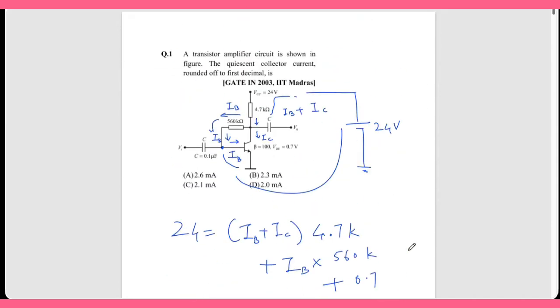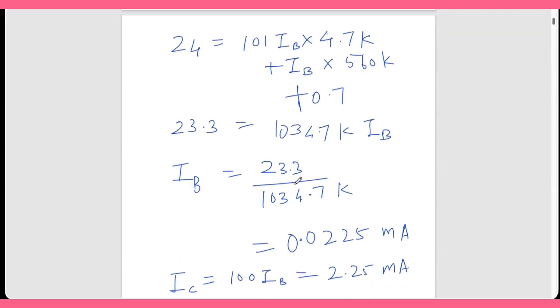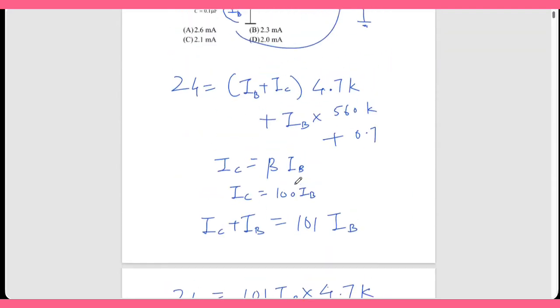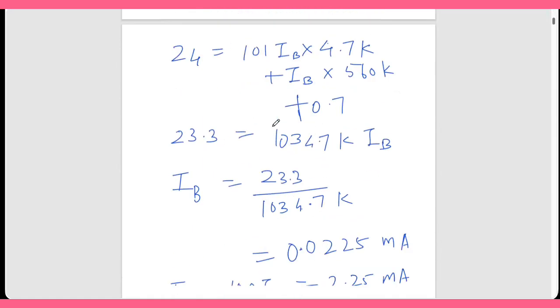Okay, so we'll see the options. 2.6 milliamp, 2.3 milliamp, 2.1 milliamp, 2 milliamp. So what is the answer? Sir, 2.25 means next, yes sir, so 2.25 rounds to 2.3. Okay. Yes, sir. Okay, we'll do the next part.